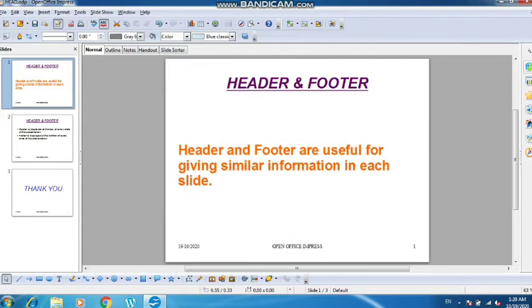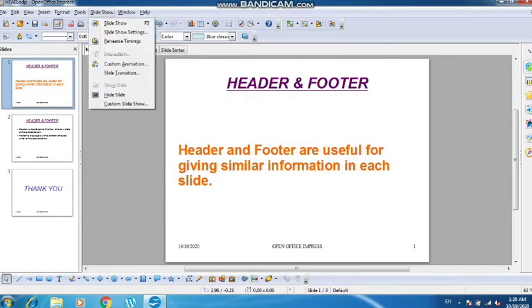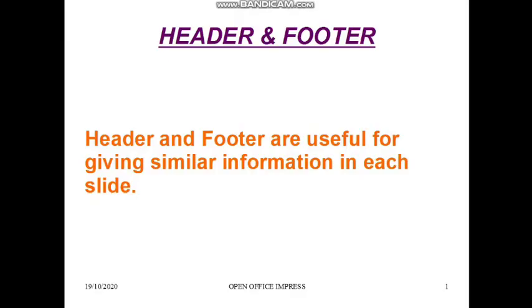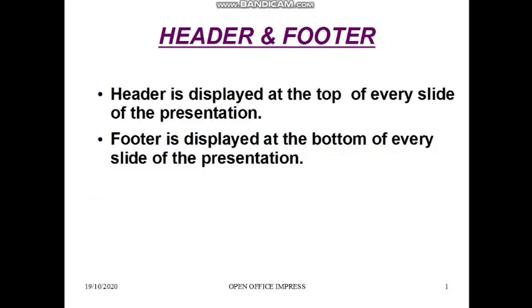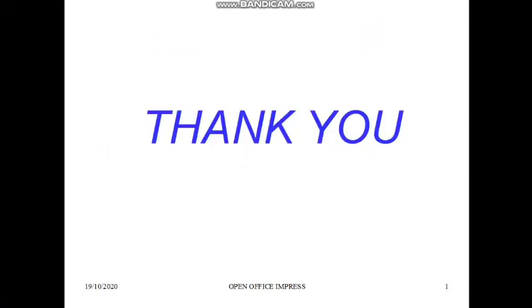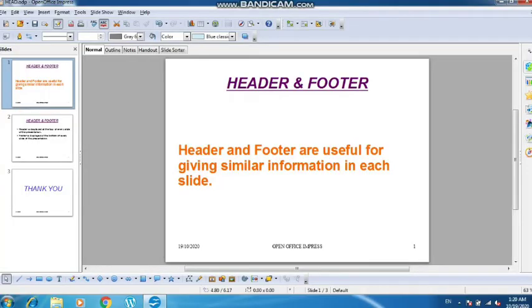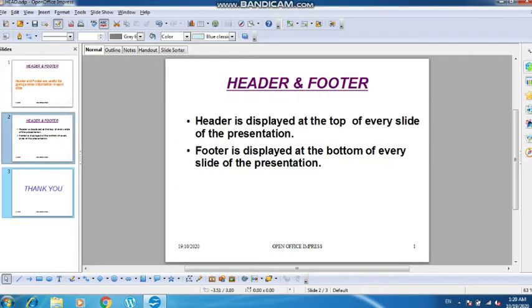Let's play the presentation and then you will be able to see. Go to the slideshow menu bar and click on slideshow, or simply press the F5 button from your laptop or computer. So you can see that I got the date here at the bottom, and then OpenOffice Impress is written and the page number is written. Alright, so this is how it will be working. Okay, so that is it, that is how the header and footer works in your computer.